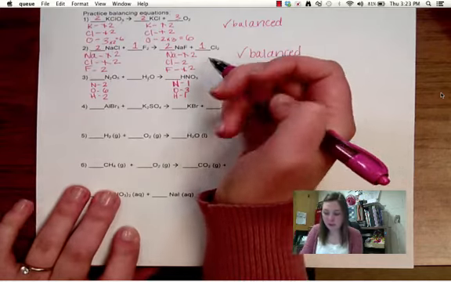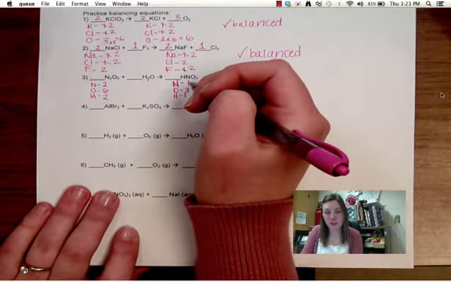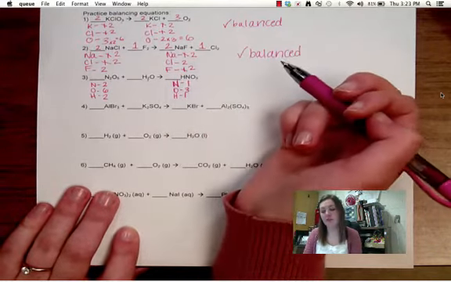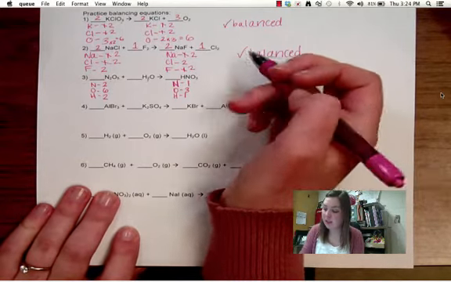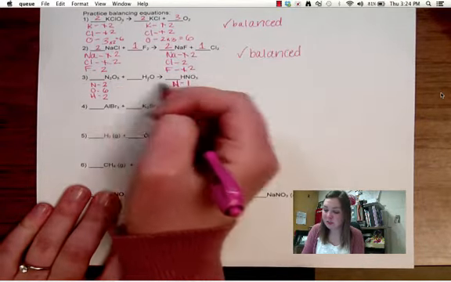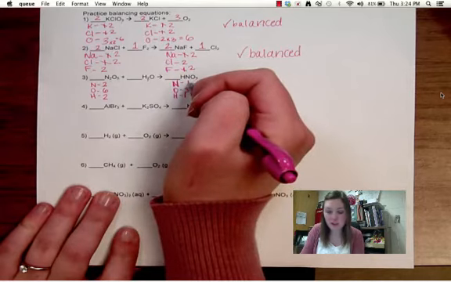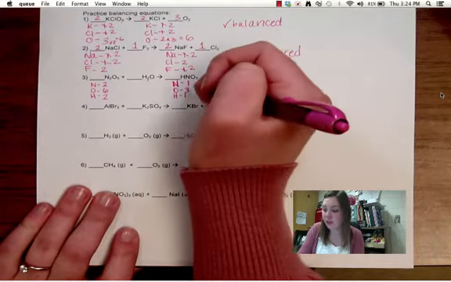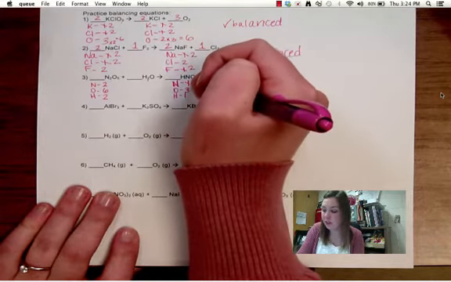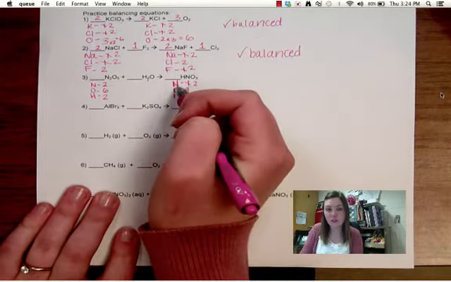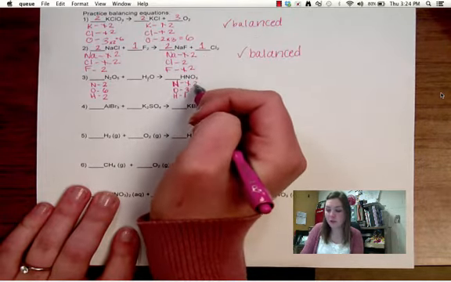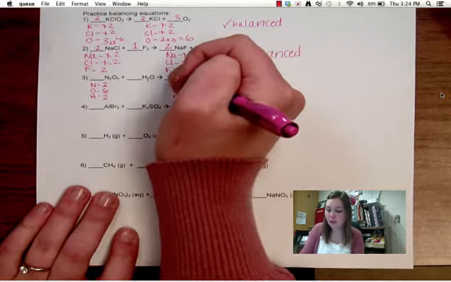So first we're going to balance nitrogen. We're going to leave oxygen and hydrogen for last. So what number do both of these nitrogens have in common? They have 2 in common. So we're going to go ahead and change the coefficient in front of nitrogen to a 2. So we're going to add 2 there.